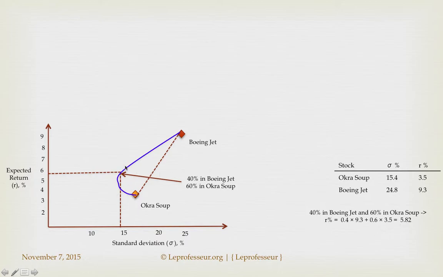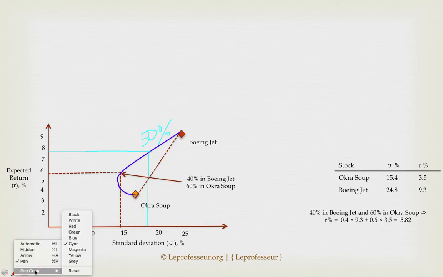Now this curve shows that 40% is at this point, but what if you put 50%? It might be here. If you put 50% in Boeing Jet and 50% in Okra Soup, on this curve you might get a higher return, and at the same time you might get a higher standard deviation.